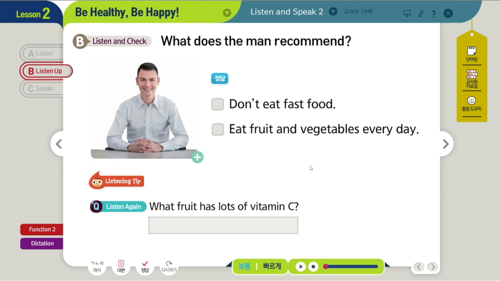Okay, what did he say? What does the man recommend? You should eat fruits and vegetables every day. Also, what fruit has lots of vitamin C? Complete sentence. Oranges have lots of vitamin C.